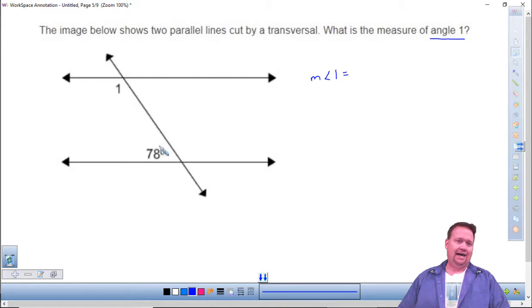I can see that they're both on the inside of the drawing and they're on the same side of the transversal. If you go look at your pictures, you'll recognize these are same side interior angles, and that means they add up to 180 degrees. So the measure of angle 1 plus 78 degrees equals 180, because those two are supplementary. To find the measure of angle 1, I subtract 78 degrees from 180 degrees, and that gives me 102 degrees.